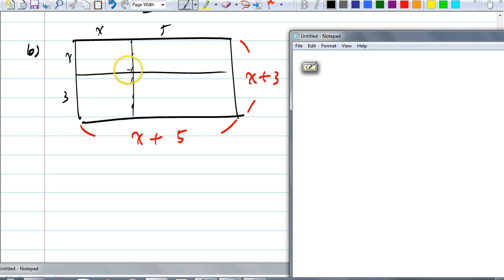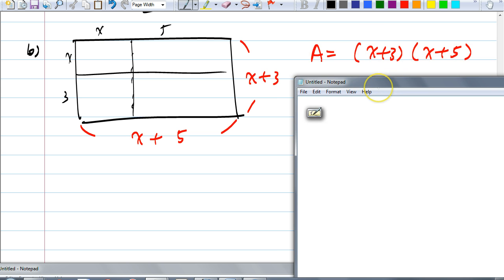We knew that this was x. What's the whole width then? If this is x, this is 5. What's the whole width? X plus 5. What's the whole length? If this is x, this is 3 right here. Couldn't we then just do this, instead of figuring out all these 4 parts, by what? Area is equal to? Yeah, x plus 3 times x plus 5.